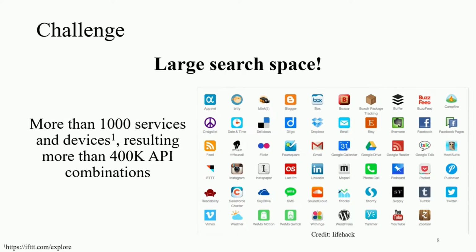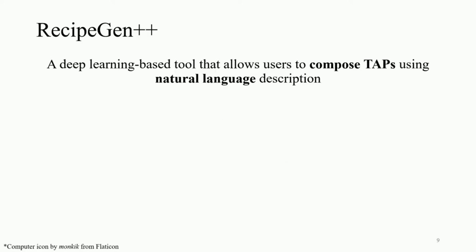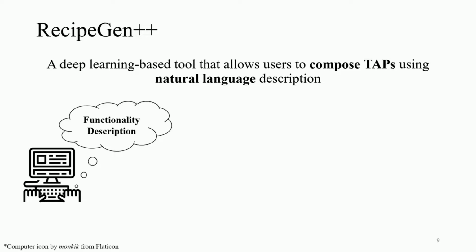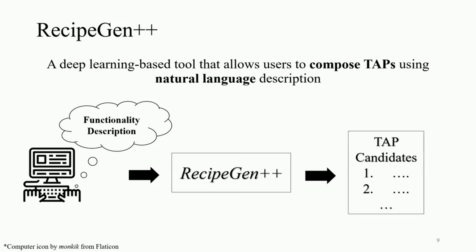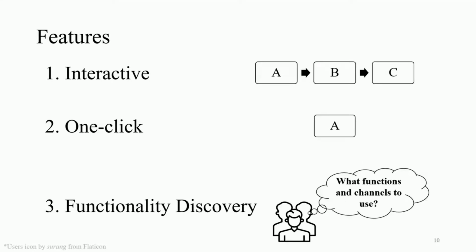Thus, we propose a tool to make users compose TAPs easily. Based on our prior work, we present RecipeGen++ in this work. RecipeGen++ is a deep learning-based tool that allows users to compose TAPs using natural language description. The input of RecipeGen++ is a functionality description of the target TAPs. Given such a description, our tool outputs a list of relevant TAP candidates.